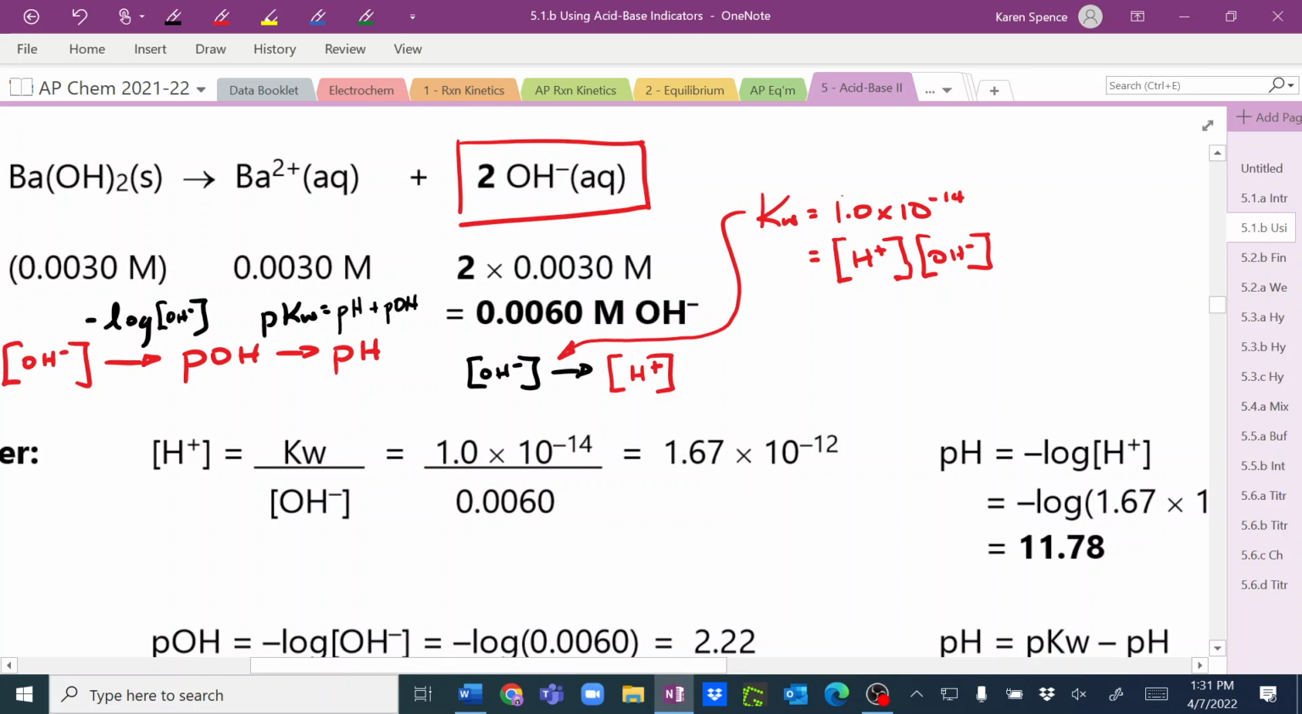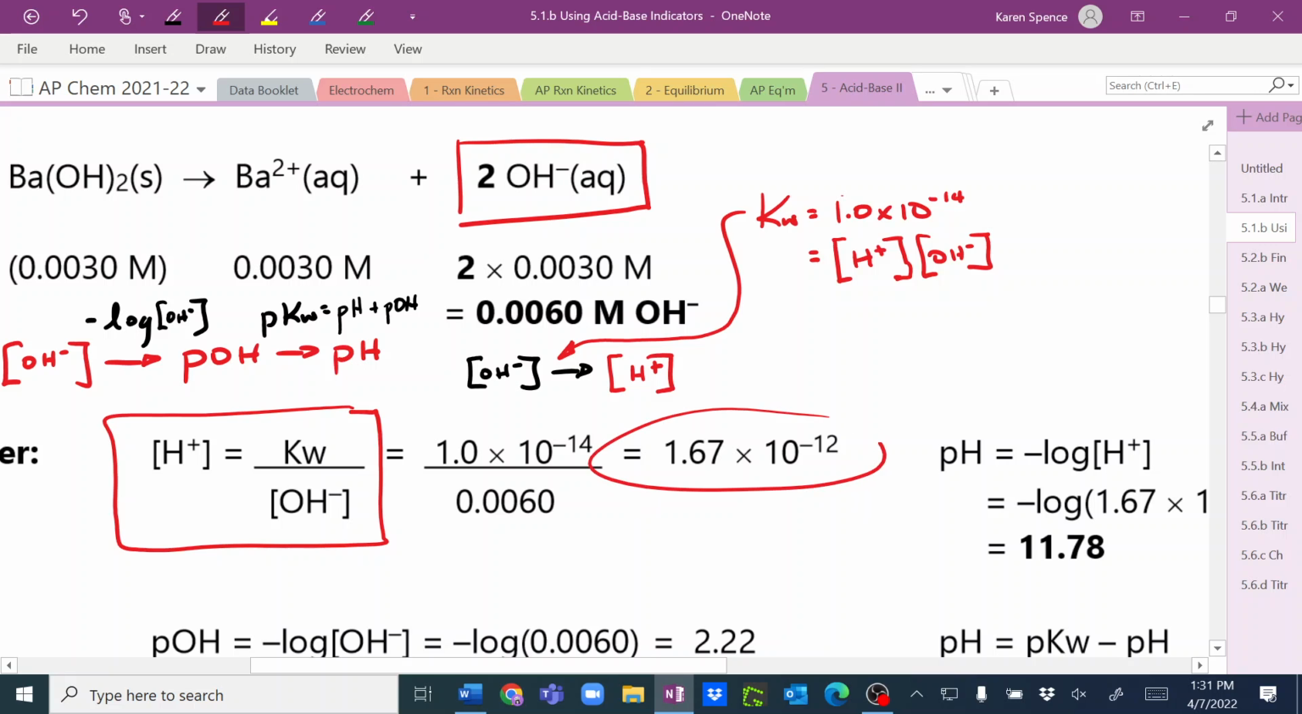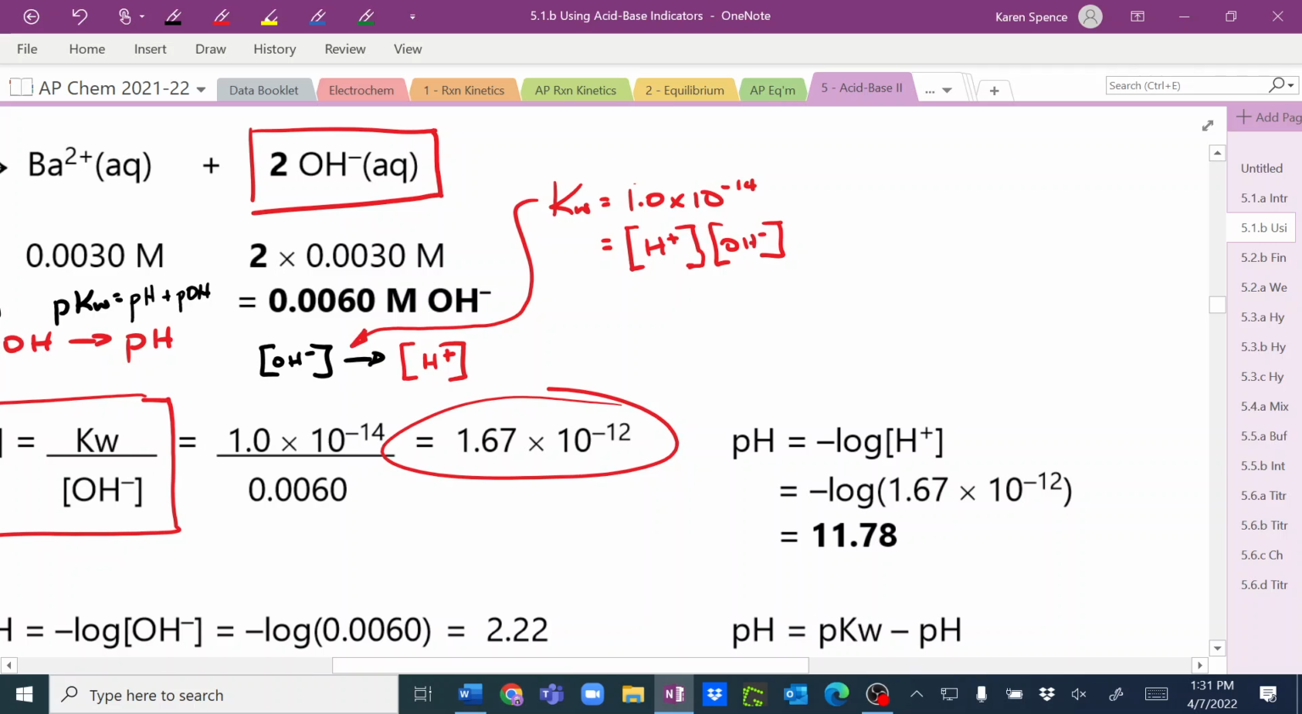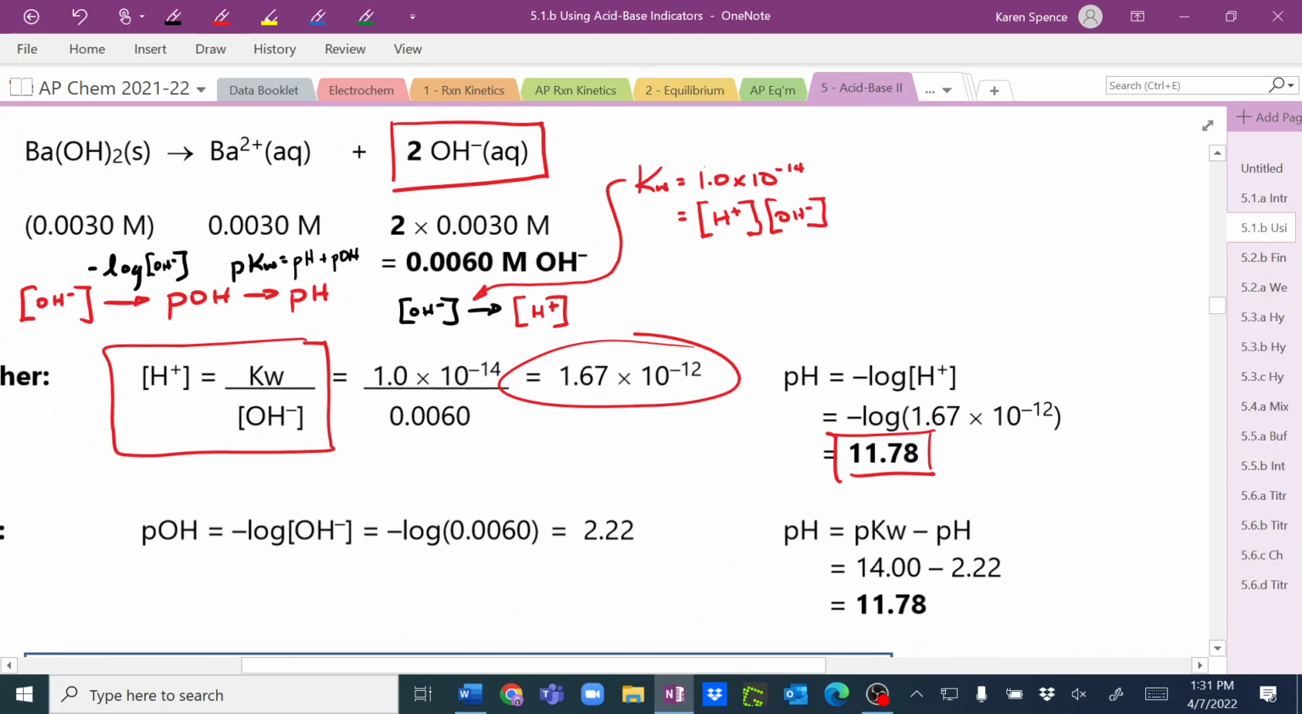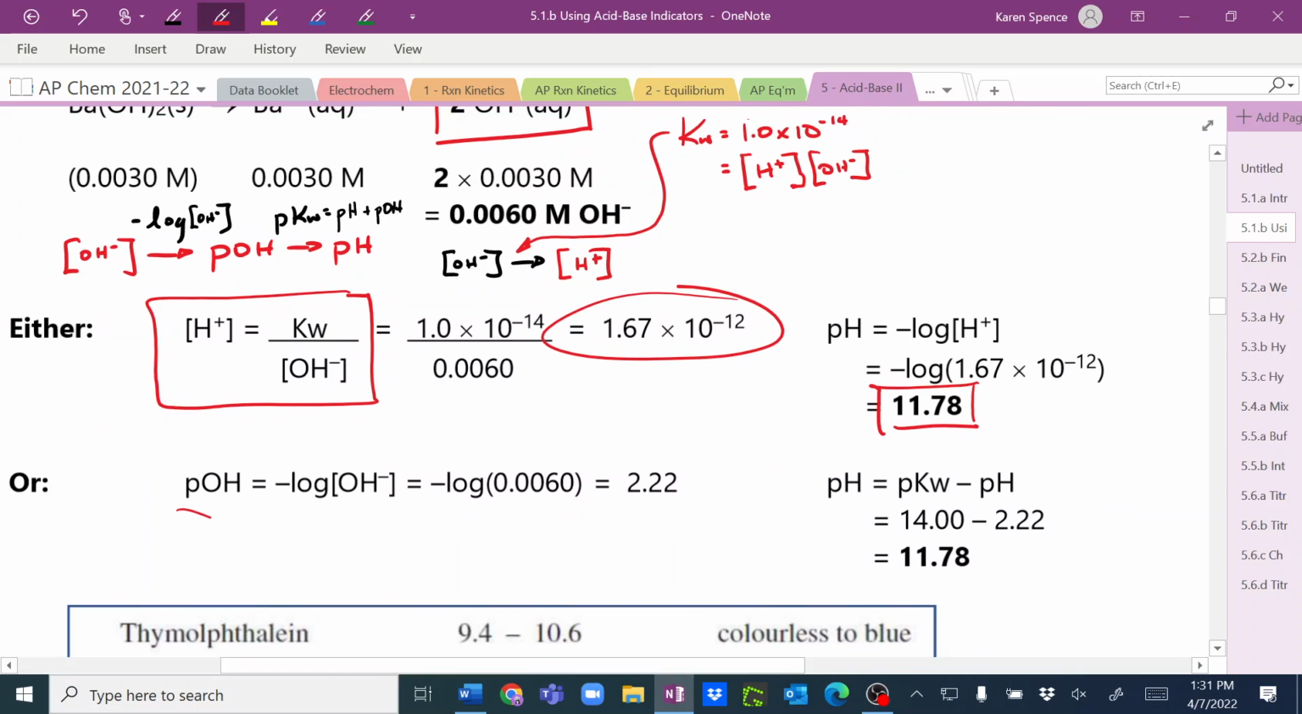Okay. So if we go the first or the second route, we can find hydrogen by taking Kw and dividing by hydroxide. That's 1 times 10 to the negative 14 over hydroxide. We get that one. And then, of course, we would take our pH, the negative log, and we get 11.78. If we do it the other way, pOH, take your negative log of hydroxide, equals blah. pH is equal to pKw minus pOH, which equals 11.78. How nice.